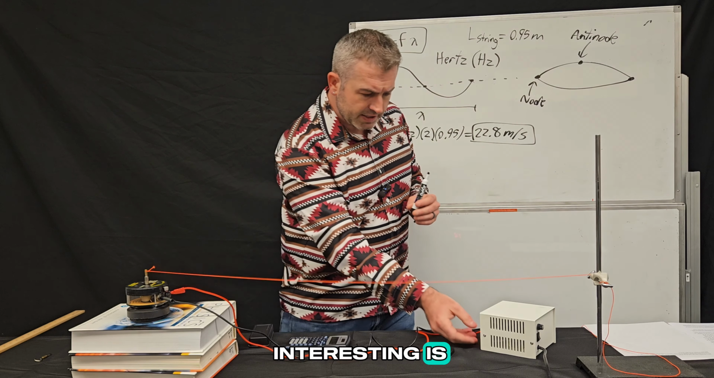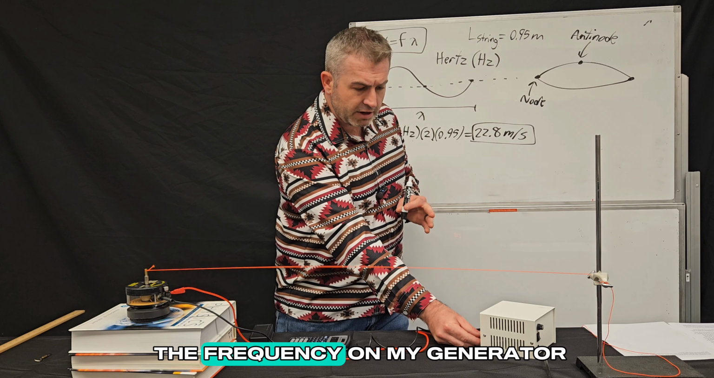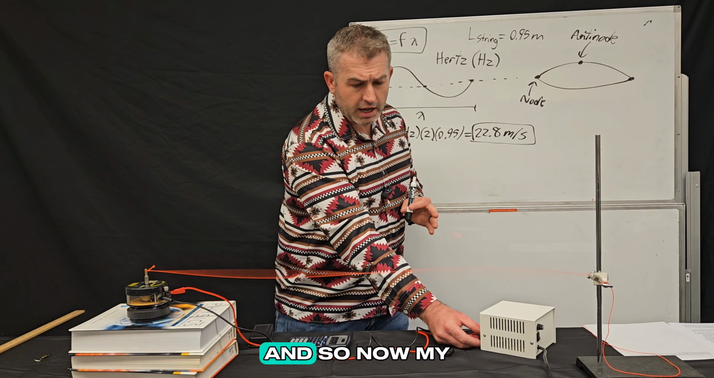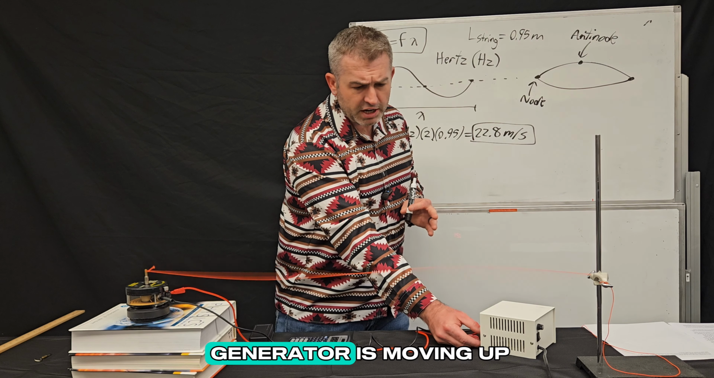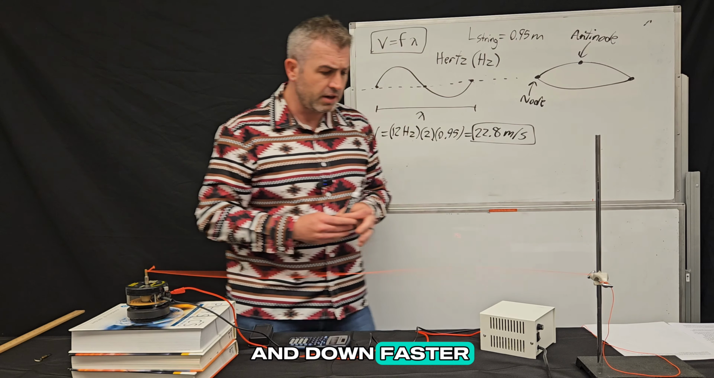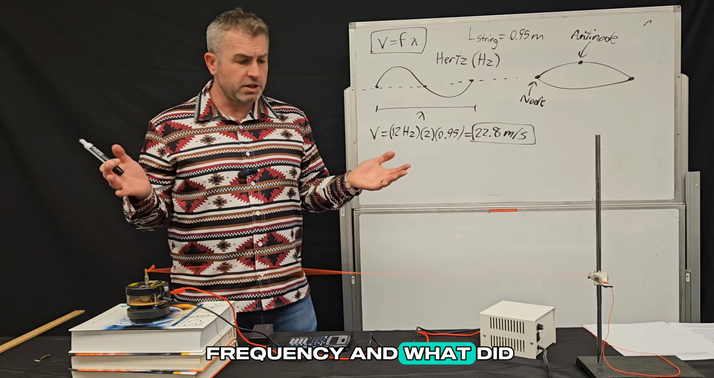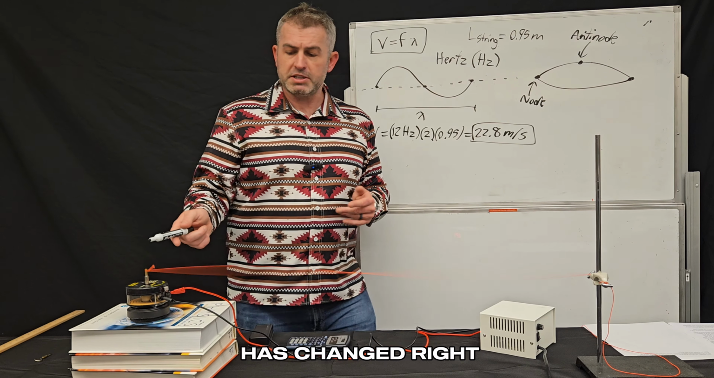And now what's interesting is I can actually increase the frequency on my generator. So I'm going to go up, higher and higher frequency. And so now my generator is moving up and down faster, and it's actually at 24 hertz now. So I've doubled the frequency. And what did you notice? Well, the mode shape has changed, right?